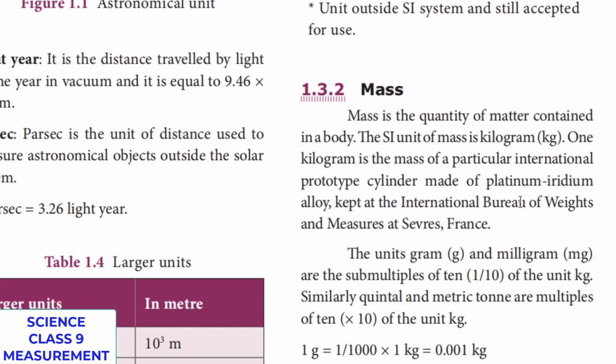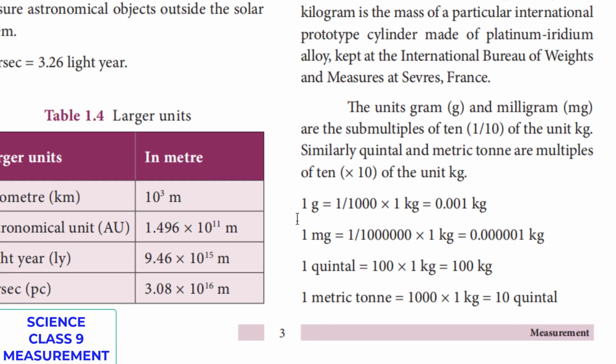1 kilogram is the mass of a particular international prototype cylinder made of platinum iridium alloy. Here the standard for comparing the material is platinum iridium alloy, kept at the International Bureau of Weights and Measures in France.